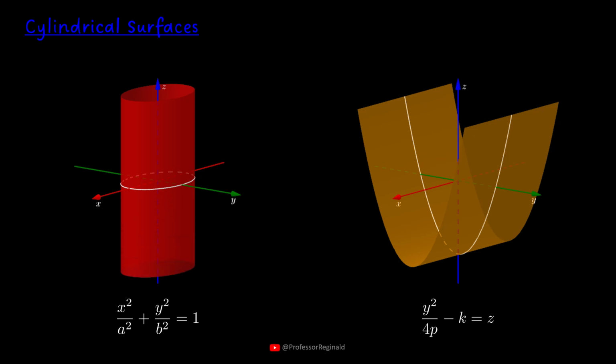The cylindrical surface on the left has an equation of an ellipse in variables x and y. Hence, the rulings are parallel to the z-axis. Meanwhile, the cylindrical surface on the right has an equation of a parabola in variables y and z. Thus, the rulings are parallel to the x-axis.